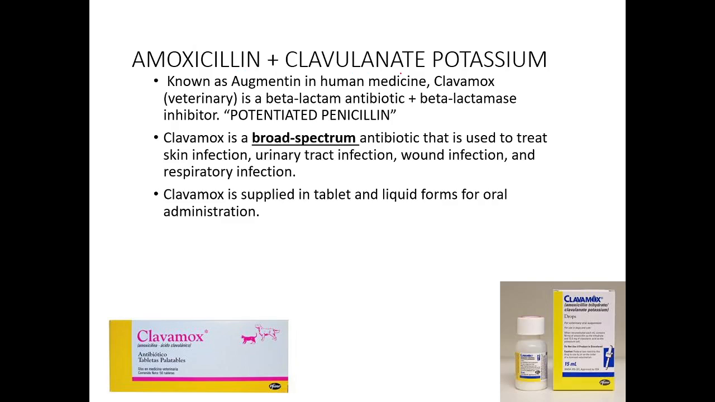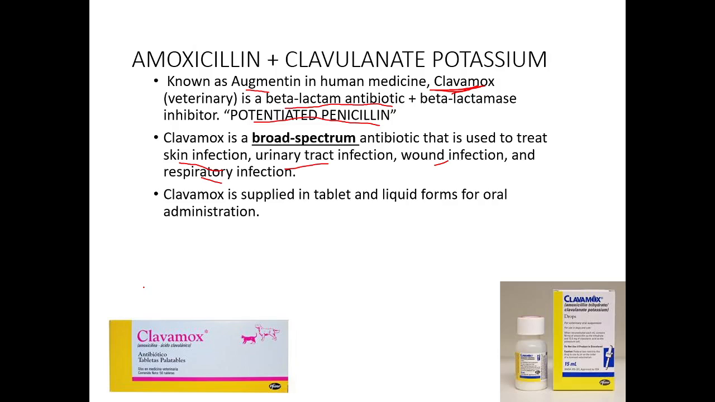Here's amoxicillin plus clavulanic acid, or clavulanate potassium, or Augmentin. It is a potentiated penicillin. Clavamox is a beta-lactam antibiotic plus this beta-lactamase inhibitor. It's broad spectrum because it can penetrate more of those gram-negative cells and Staphylococcus. We use it to treat skin, urinary tract, wounds, and respiratory infections. It's supplied as tablet and liquid forms for oral administration.